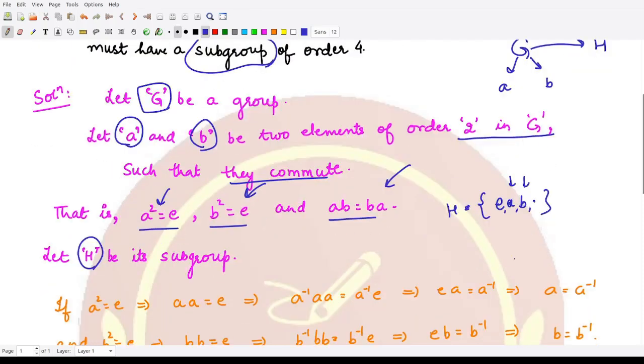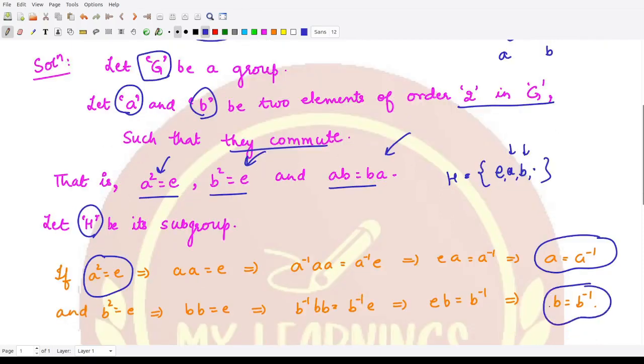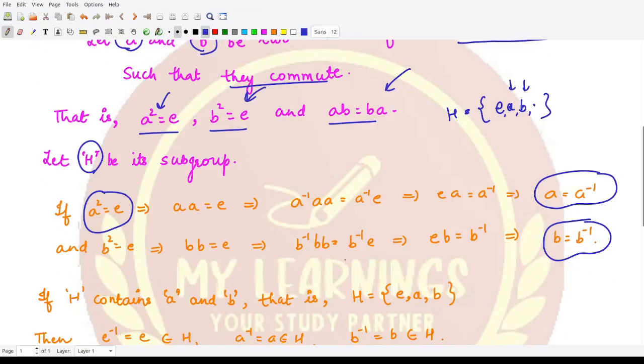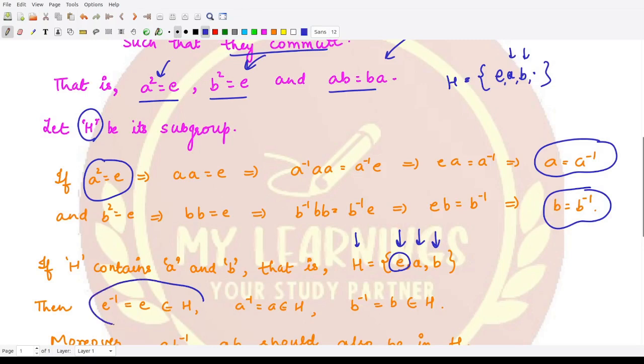Because A square is E, from here you can very easily evaluate that the inverse of A is A only and the inverse of B is B only. So that means they are their own inverses, correct? So if H contains both A and B, we are constructing a subgroup of order 3. Now if that is the case, what conditions do we have? Here E is an element of this subgroup H. We are saying H is a subgroup, so the inverse of each element should also be present here. The inverse of identity is identity, which is present here. The inverse of A is A, which is also present in H. And the inverse of B is B, which is also present in H.